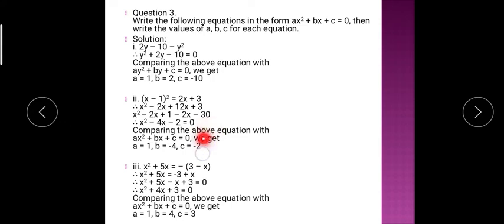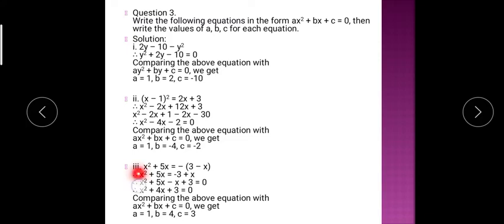Same, the second question you also have to solve. (x minus 1) whole square is equal to 2x plus 3. Now after solving, you know that (a minus b) whole square is a square minus 2ab plus b square. So you will get x square minus 2x plus 1. This 2x you shift to this side, and this 3 you also have to shift, is equal to 0. So what you will get is x square minus 2x minus 2x becomes minus 4x, and plus 1 minus 3 is minus 2, is equal to 0. By comparing the equation, you will get a is equal to 1, b is equal to minus 4 and c is equal to minus 2.